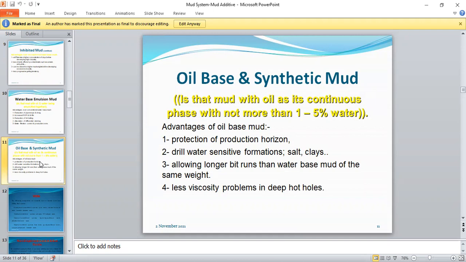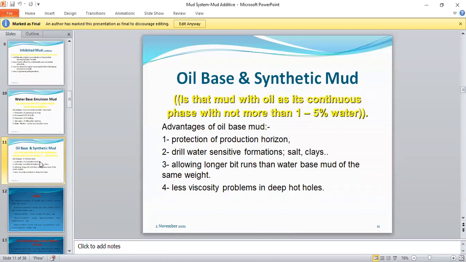The dispersed phase is water. In water-based emulsion mud, you have water and oil dispersed inside, because water is more. But in oil-based and synthetic mud, your base fluid or continuous phase is the oil. You have little water, so the water will be dispersed in the oil. Remember, water and oil do not mix.